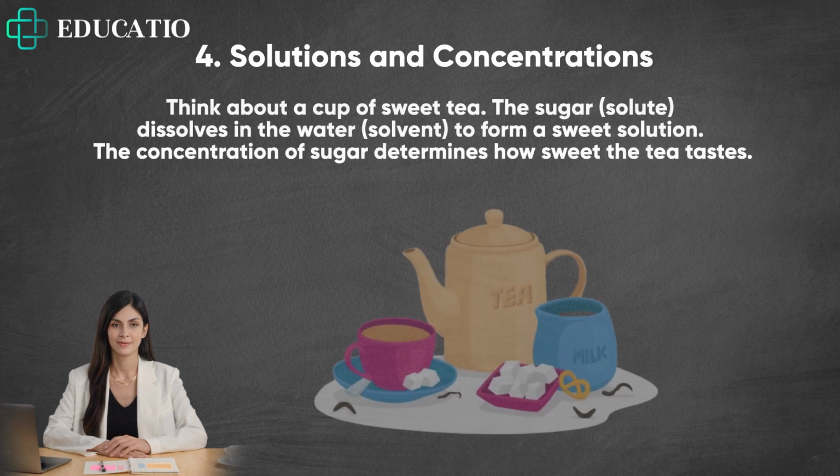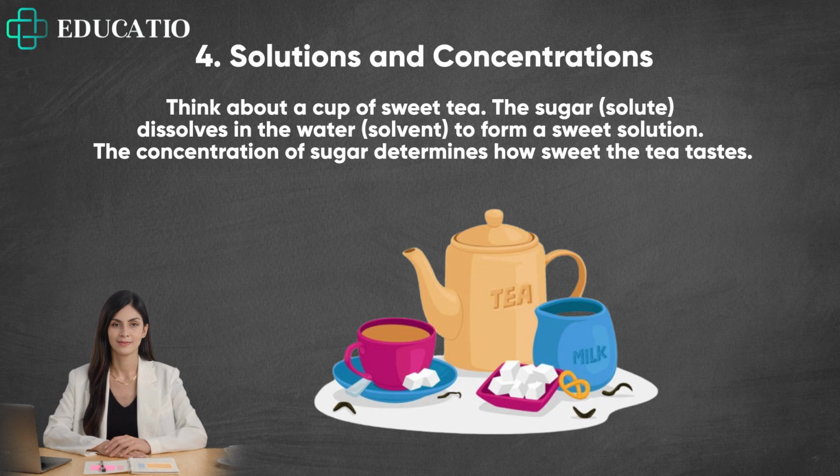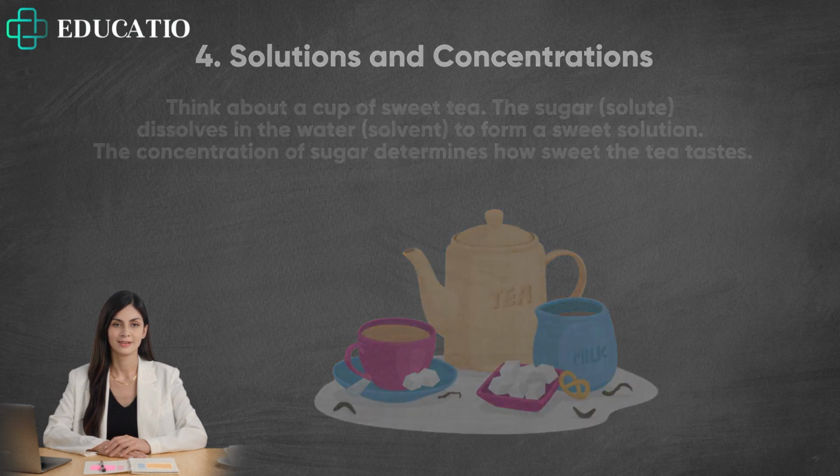Example, think about a cup of sweet tea. The sugar, solute, dissolves in the water, solvent, to form a sweet solution. The concentration of sugar determines how sweet the tea tastes.